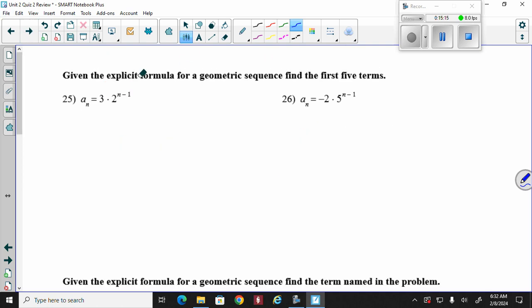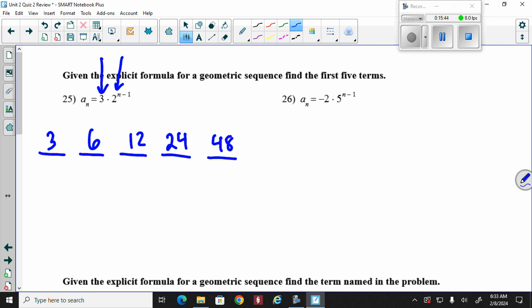All right. So it says, given the explicit formula, find the first 5 terms. So very similar to the arithmetic sequence. Now, if you know anything about geometric, you know that this is the first term. It's 3, because literally the way geometric works, the first number is the first term. The second number is what you're doing every single time. And that's, okay, I'm multiplying by 2. So that's 6, 12, 24, and then 48.